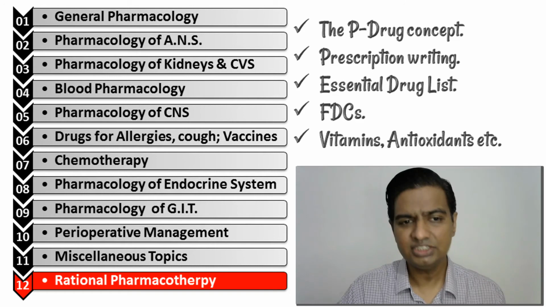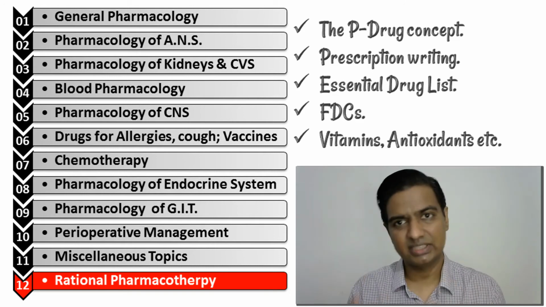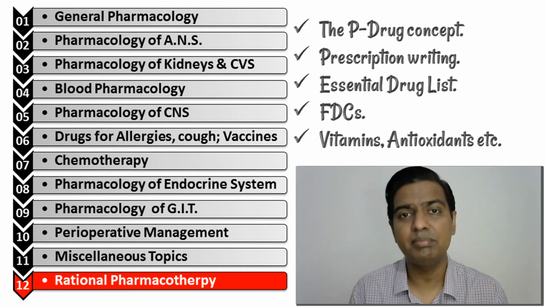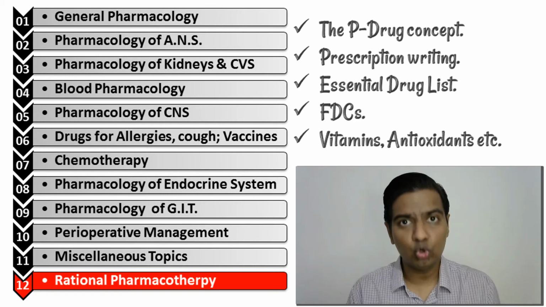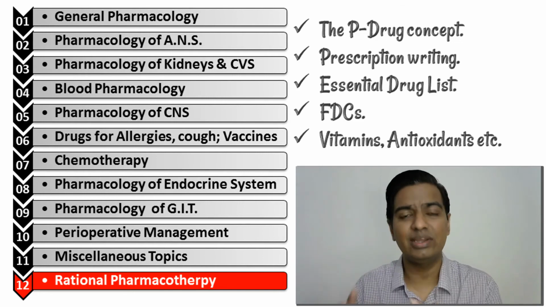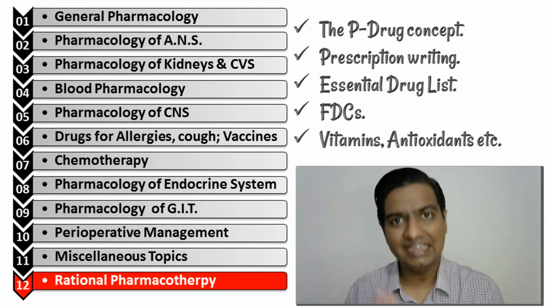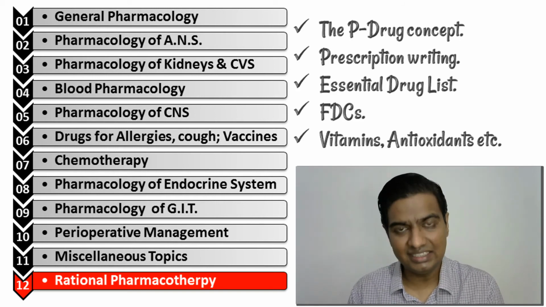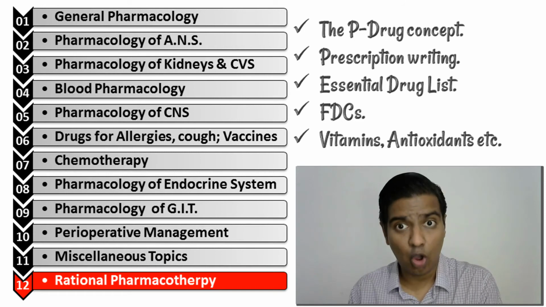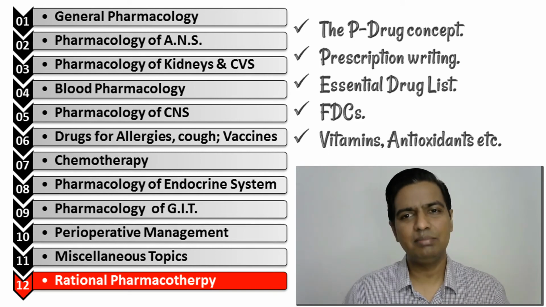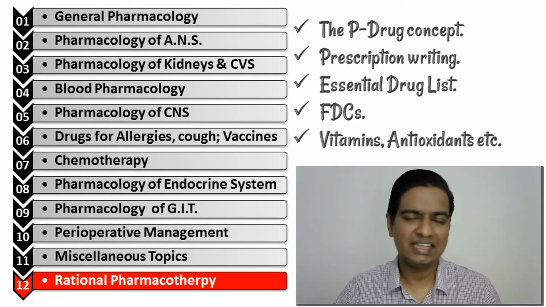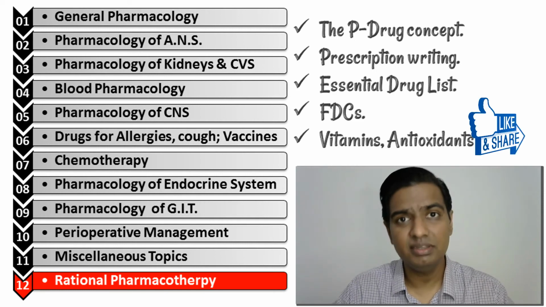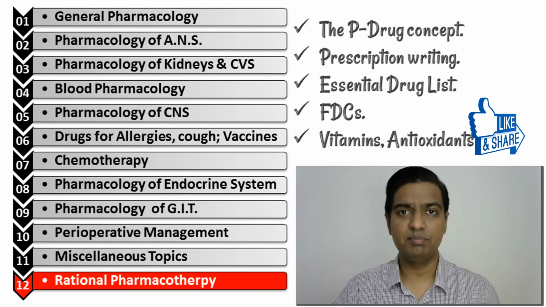And last but not the least, there's something called rational pharmacotherapy, where you need to understand the P-drug concept, or the personal drug concept, where you will be taught how to create your own set of personal drugs that you can keep in your clinic. You need to understand prescription writing in detail, the essential drug list, fixed drug combinations, and of course a little bit about vitamins, antioxidants, and many other such things. So that completes your syllabus for pharmacology from the CCMP perspective.